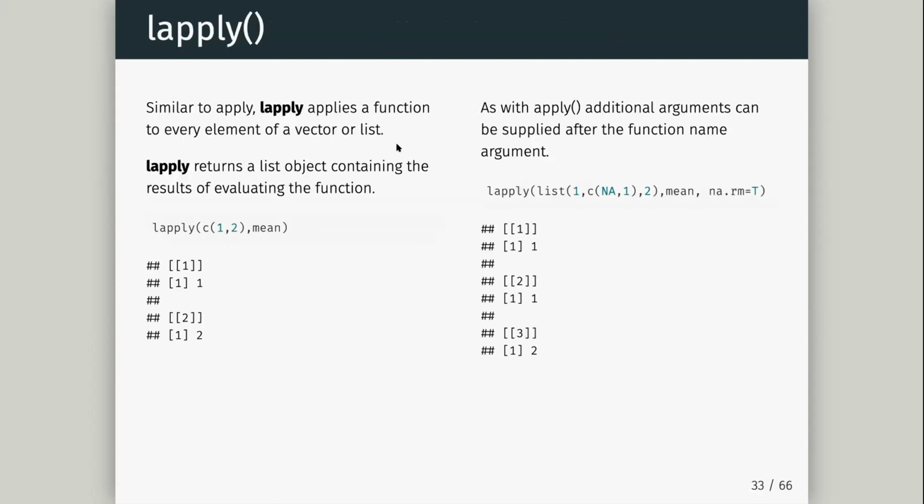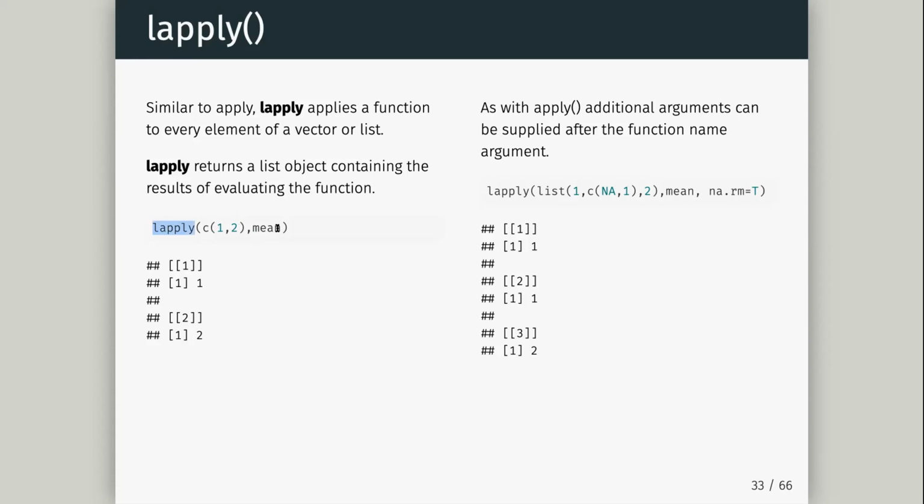lapply applies a function to every element of a vector or a list. So lapply is actually what I use the most. And there are parallel versions of lapply, BiocParallel's lapply, which allows you to use every core on your computer or every node on your HPC. And it will send off every element here to a separate CPU.